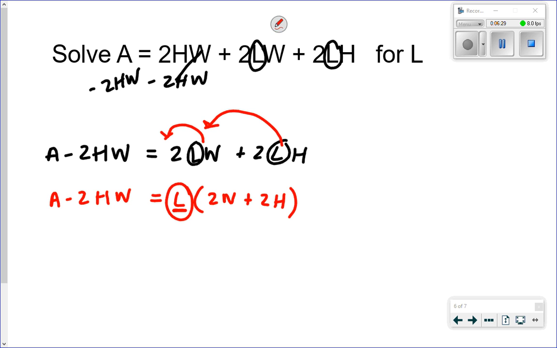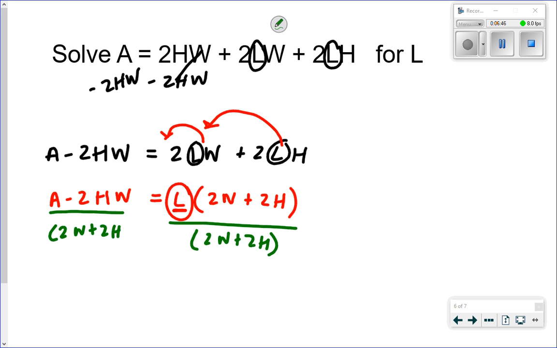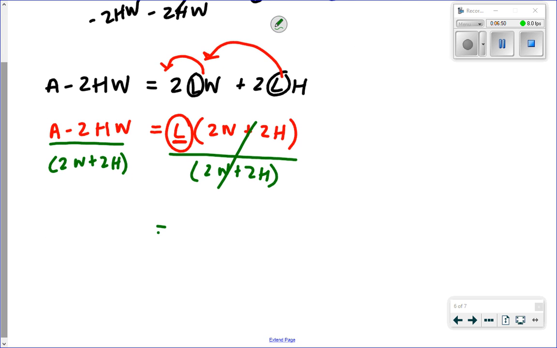Okay, now I need to think about the relationship between the L and that set of parentheses. Well, right now they're being multiplied, so in order to undo multiplying, we have to divide. So I'm going to divide both sides by 2W plus 2H. Notice I took the parentheses with it because those are locked together right now. Since I took the L out, those are always going to need to be attached by parentheses.